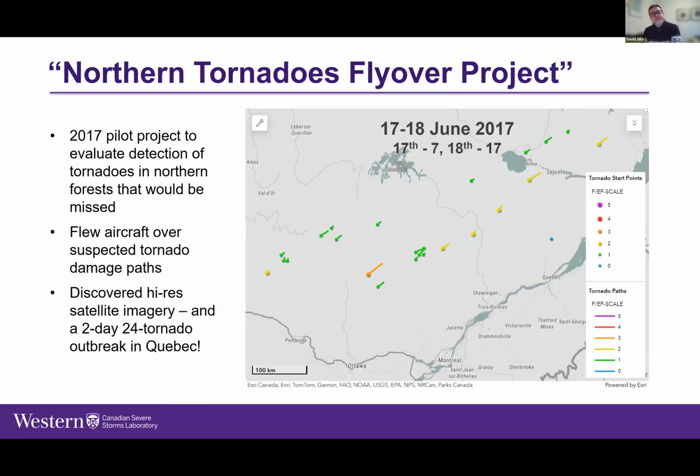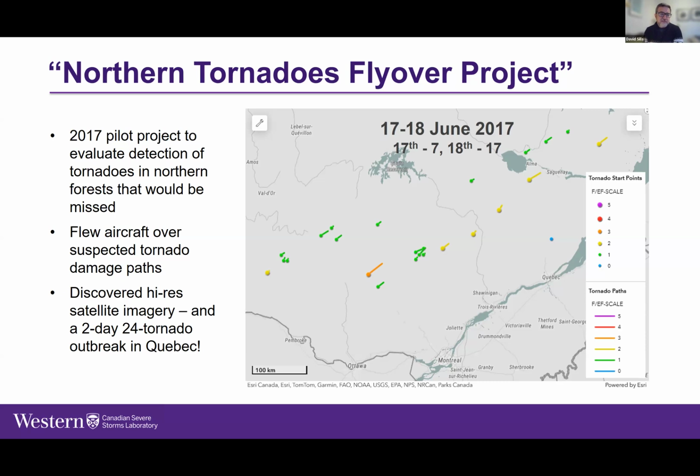And we talked to, again, this Impact WX donor, about an idea to try to figure out where tornadoes are occurring in that red area, basically in our forests, how strong they are, these kinds of things, and got funding to start a Northern Tornadoes Flyover project in 2017. So this was a pilot project. Basically, can we detect tornadoes in Northern Ontario and Northern Quebec that would be missed otherwise? And how we were planning to do this was to fly aircraft over suspected tornado paths and find and document damage paths.